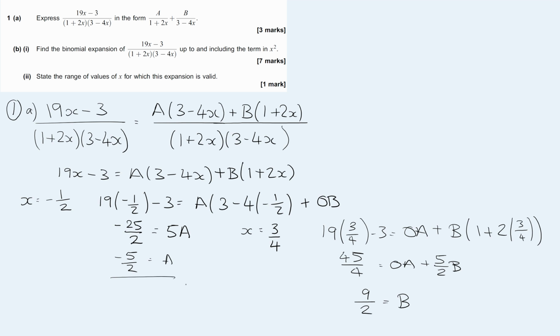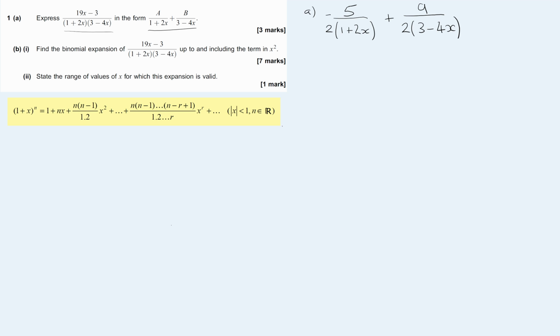So once we've got our A value and our B value, the final step for these 3 marks is to write out the final solution. And I'm going to do this up here just because I know it's going to be useful for the next marks. So A is minus 5 over 2, so it's minus 5 on the numerator there, and the denominator is then 2 lots of (1 plus 2x). And added to that is B, which is 9 over 2, so it's 9 as the numerator, and again 2 lots of (3 minus 4x). So that's the first 3 marks there, expressing the original fraction in the form A and B.